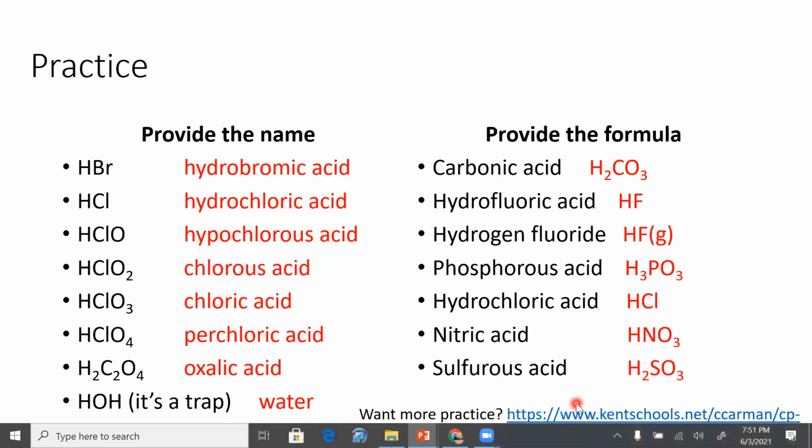And if you want some more practice, there is actually a pretty good website that gives you the opportunity to practice naming and writing formulas for acids. And again, that's on your PowerPoint, so you can just kind of click on that if you need a little bit more practice on that.